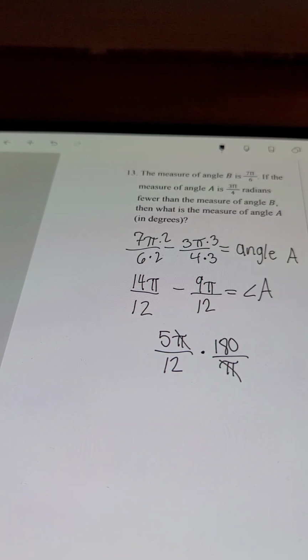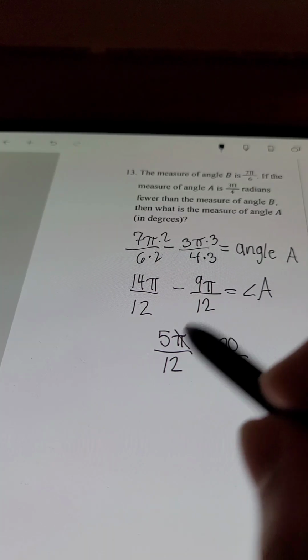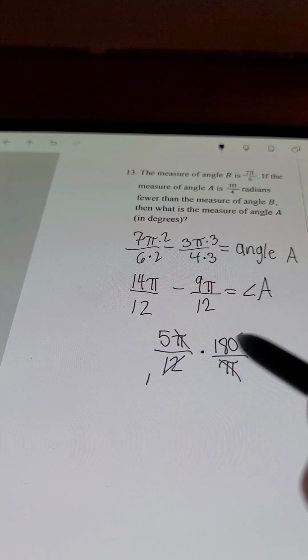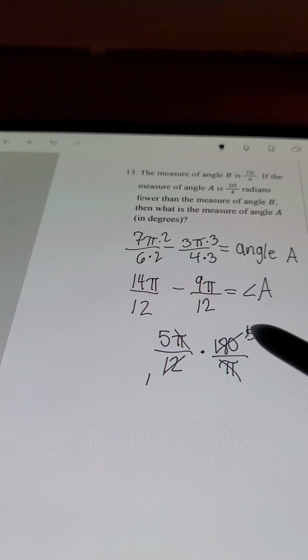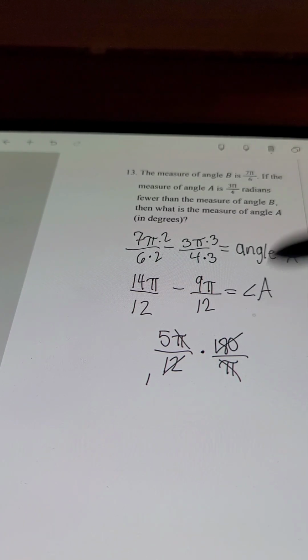The pi's will cancel out right there. And then 12 goes into 12 one time. It goes into 180 15 times. Ooh, that was a terrible 15. Rewrite that.